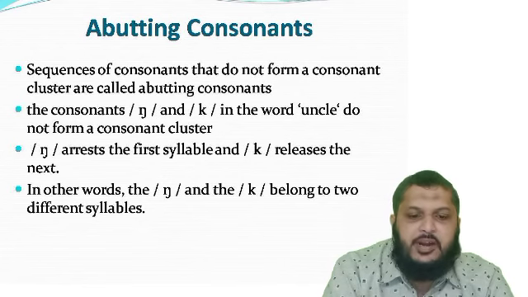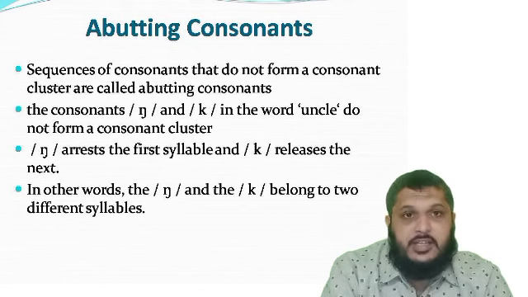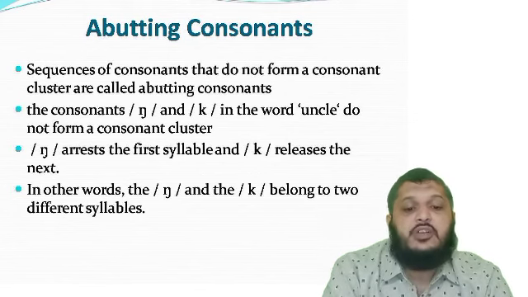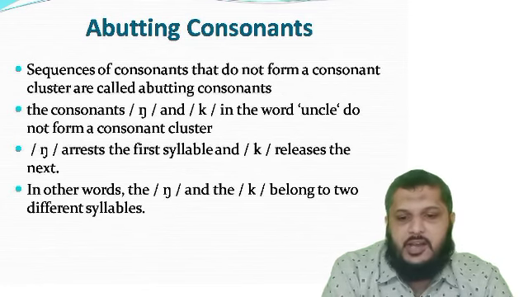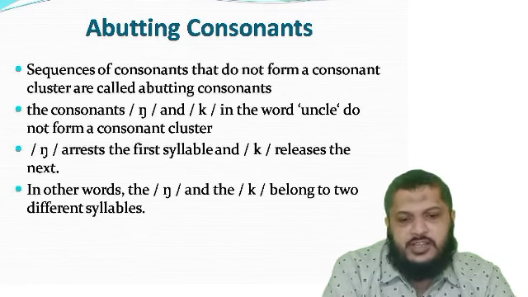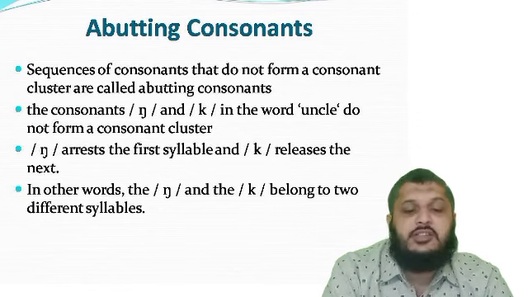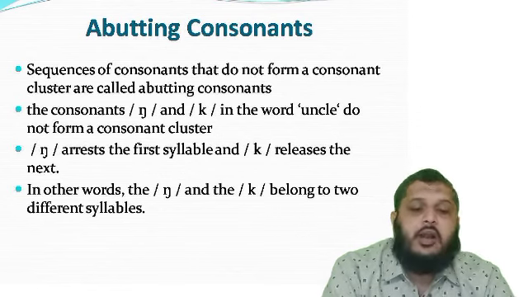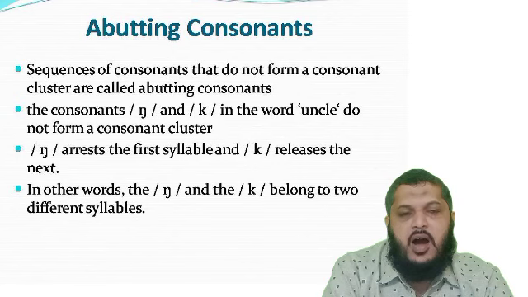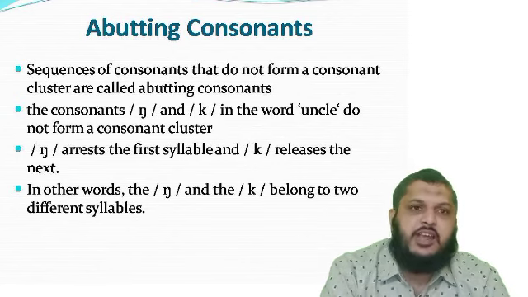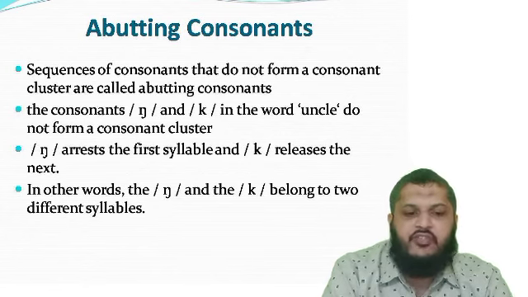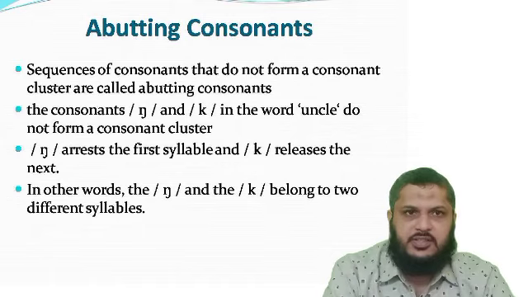What do you mean by an abutting consonant? A sequence of consonants that do not form a consonant cluster are called abutting consonants. For example, ungle. Here, the first consonant ng and the second consonant k belong to different syllables. So, they are not part of a consonant cluster.